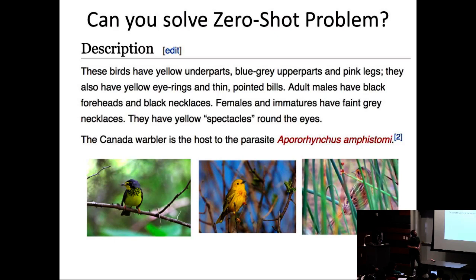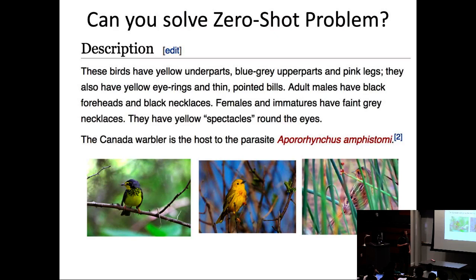Okay? Let me show you an example to test your zero-shot capabilities. Look at the description of this particular bird. These birds have yellow underparts, blue-gray upperparts, pink legs. They also have yellow eye rings and thin pointed bills. Adult males have black foreheads and black necklaces. Females and immatures have gray necklaces and so forth. That is a description of a bird. Can you tell me which one of these birds you have a description for?